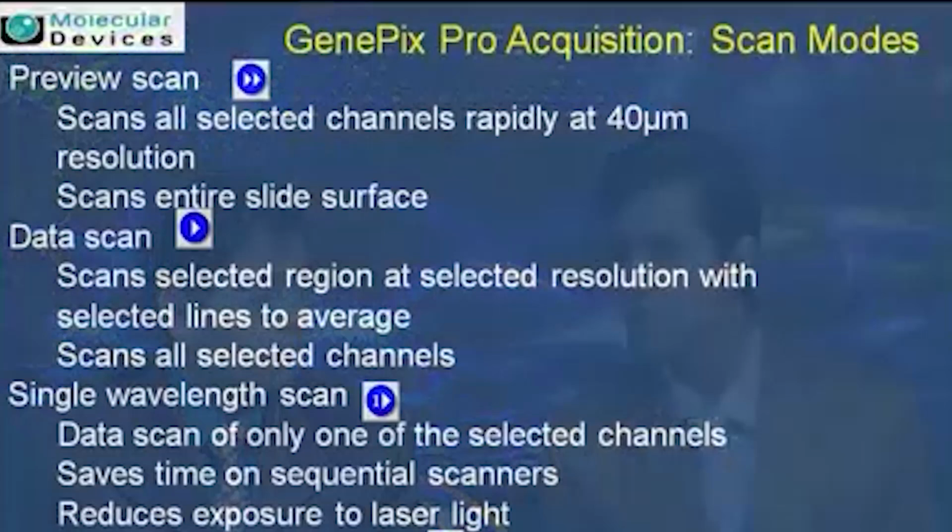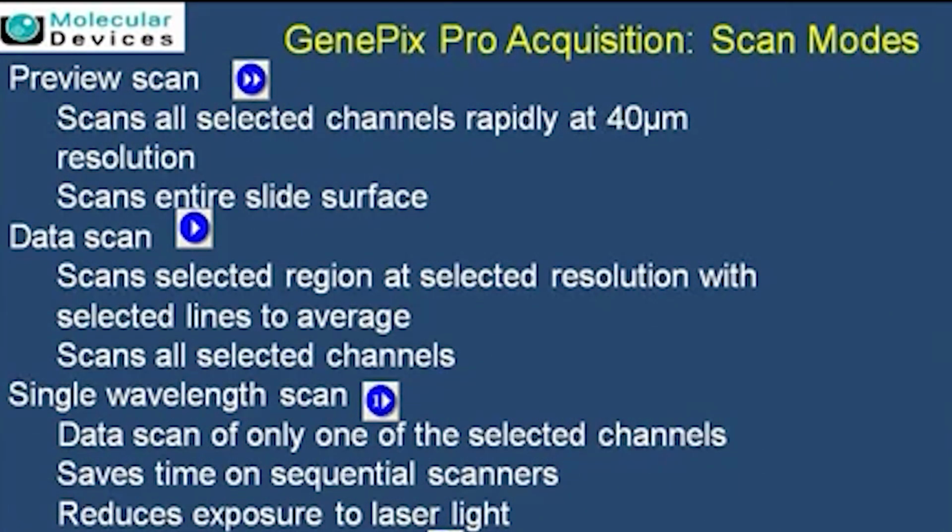If your application requires only one wavelength to be scanned, you can select in the tab only a single wavelength scan, and also a preview scan followed by the data scan. You can also automate it so that once you do a preview scan and see that it is all good, it immediately goes for the data scan. But very rarely do people use that, because you want to check once and only then go ahead.